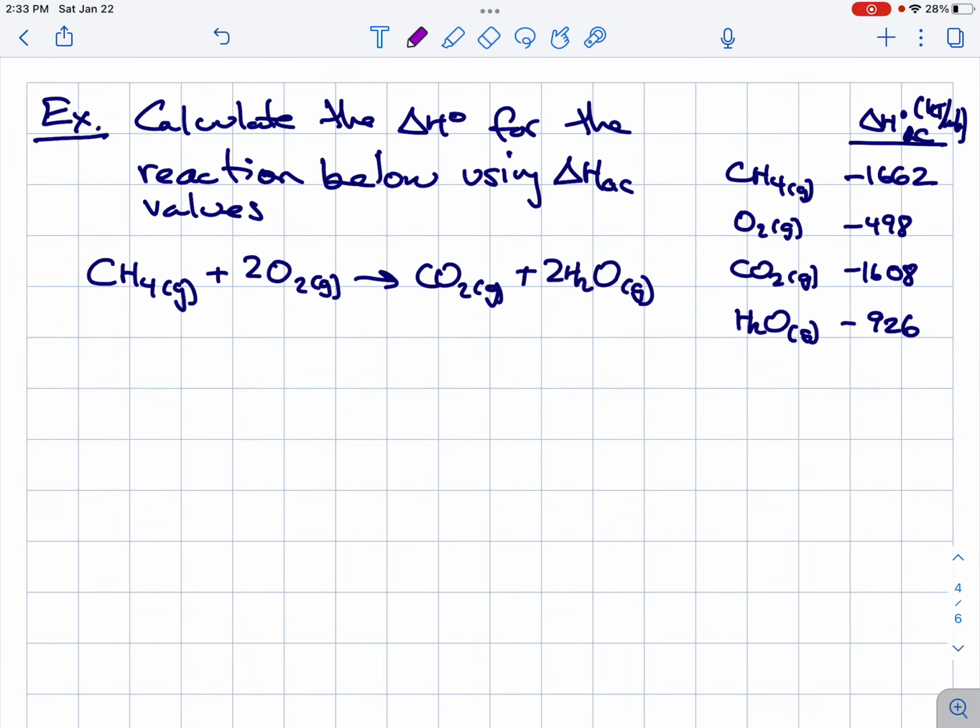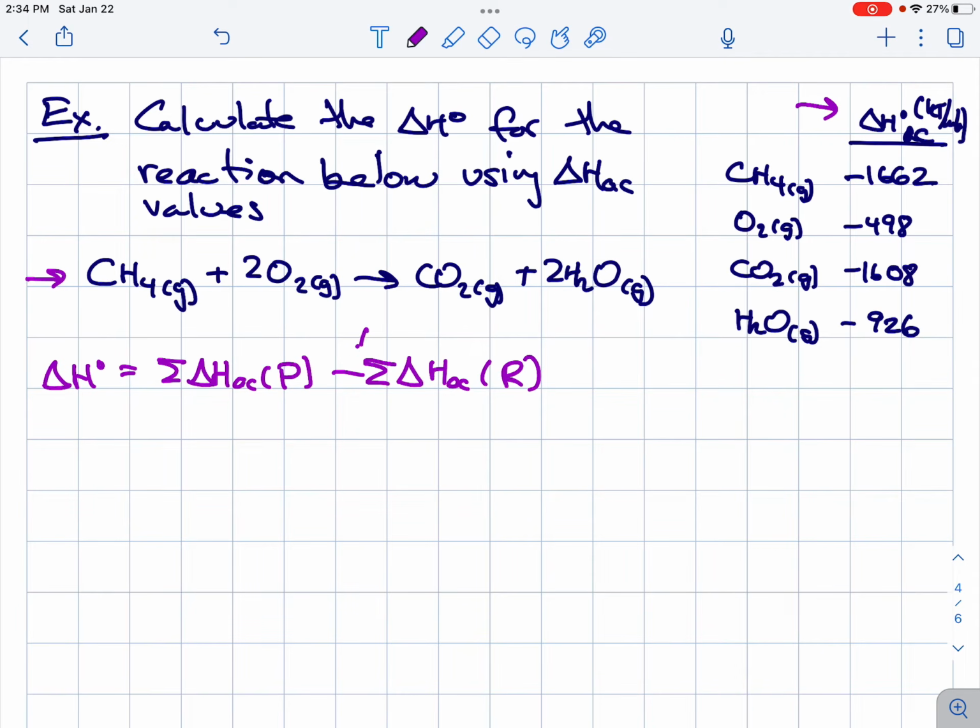Now, the meat and potatoes of this is that most of the time you're just going to be plugging and chugging. So here I've given a practice problem that I'm going to work through for you, where we're going to calculate the DeltaH for the reaction given below, and we're going to use these DeltaHac values that we were given in this chart over here. So we're going to set this up using the equation DeltaH is equal to the sum of DeltaHac of the products minus the DeltaHac of the reactants.